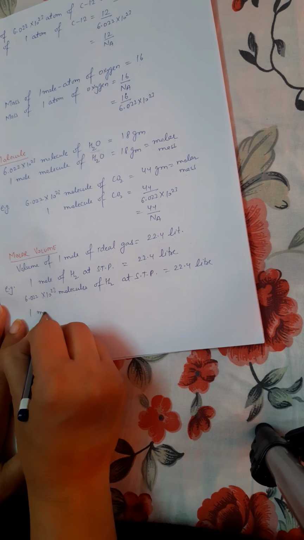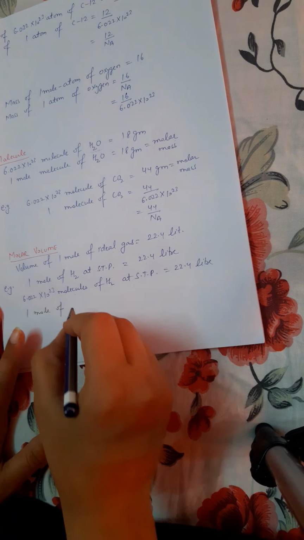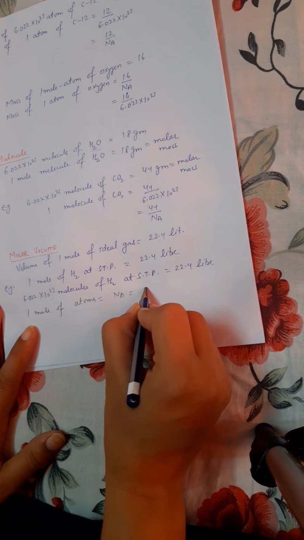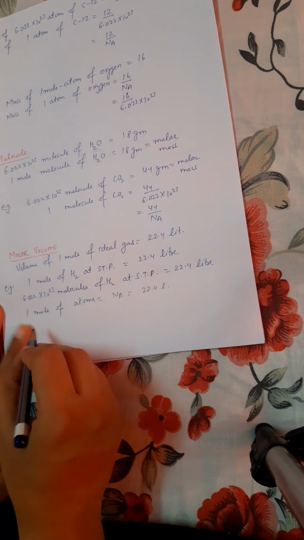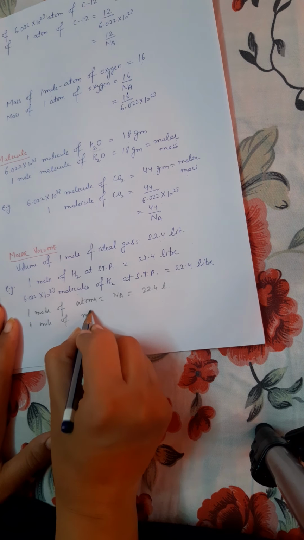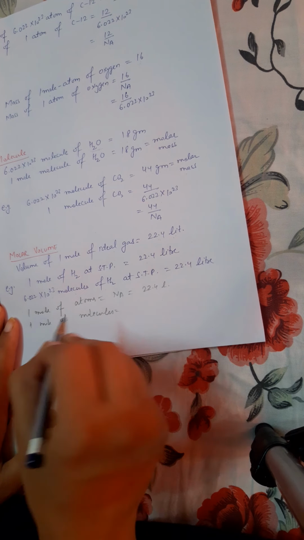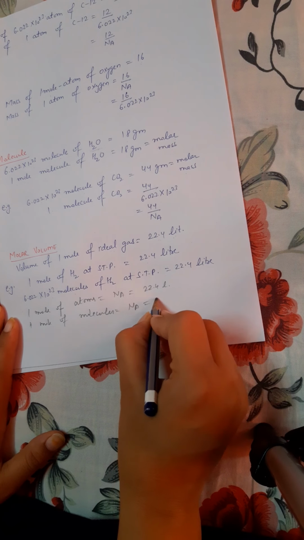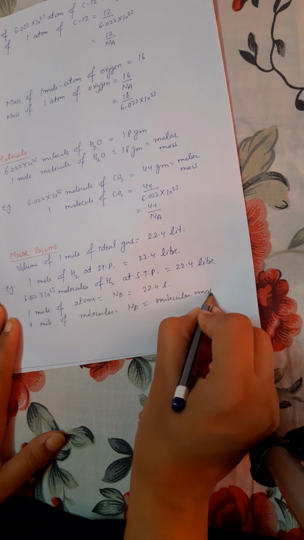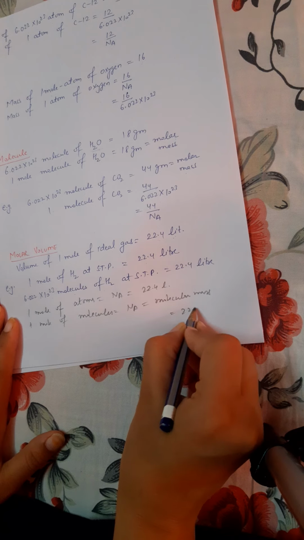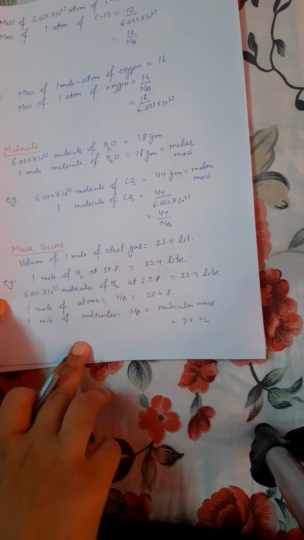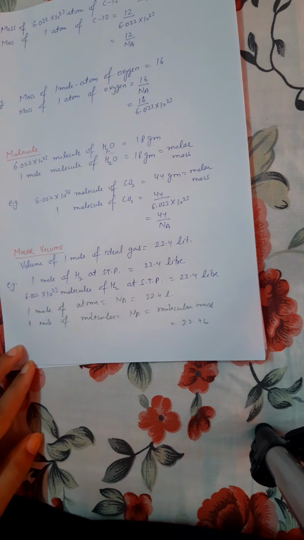If we are having 1 mole of atoms, it is equal to Avogadro number, equal to 22.4 liter. If we are having 1 mole of molecules, it is equal to Avogadro number, equal to molecular mass, equal to 22.4 liter. These all quantities are equal. We can use any quantity depending on the numerical.